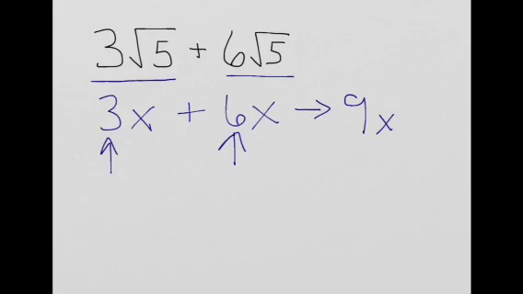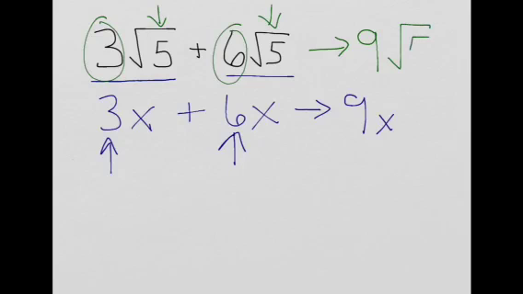In the top, we do the same process. We can add the coefficients because their square roots are exactly the same. So 3 and 6 becomes 9. In the other one, we kept the x the same, and we'll do the same thing with the square roots. So this is 9 square root of 5.